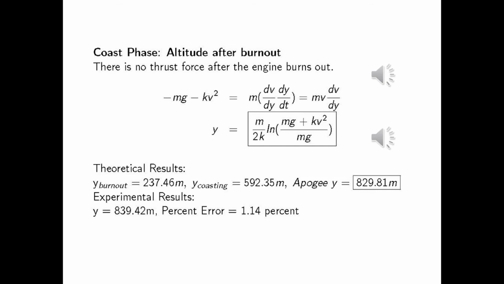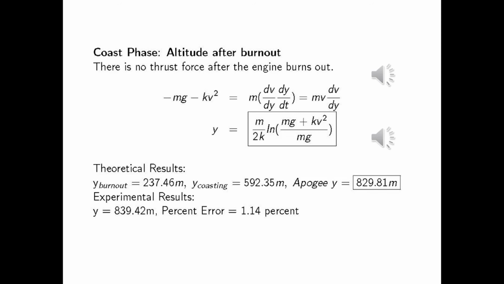We're not gonna have thrust anymore because the fuel already burned out. So we're gonna have negative mg minus kv squared is equal to m dv. And again, we're gonna use the same trick. So it's m dv dy dt. And again, with separation of variables, integration, you'll get y as a function of v, which is m over 2k ln of (mg plus kv squared) over mg.